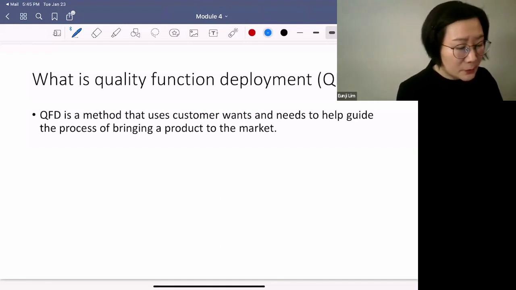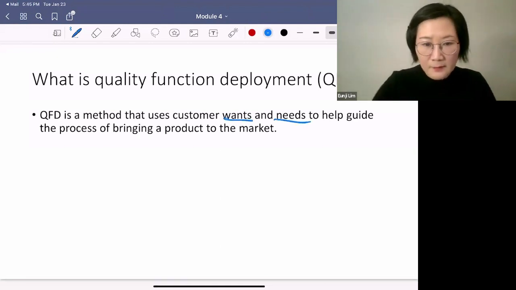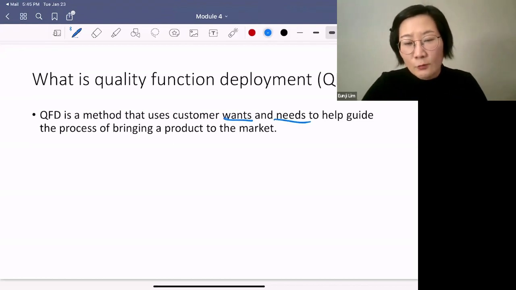So, what's the difference between wants and needs? Wants are the things that we must have, and needs are the things that are good to have. In other words, wants are the things that are necessary, and needs are the things that are not necessary, but they are good to have.